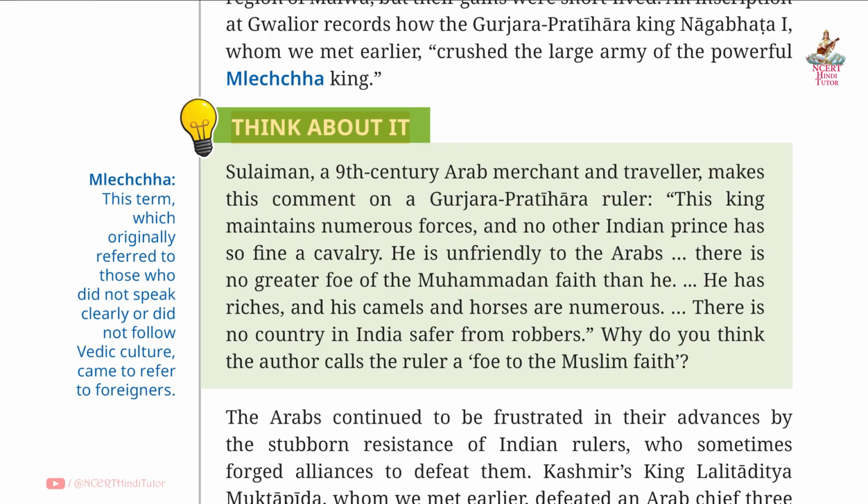Think about it, page 92. Suleiman, a 9th century Arab merchant and traveler, makes this comment on a Gurjara Pratihara ruler. This king maintains numerous forces, and no other Indian prince has so fine a cavalry. He is unfriendly to the Arabs.